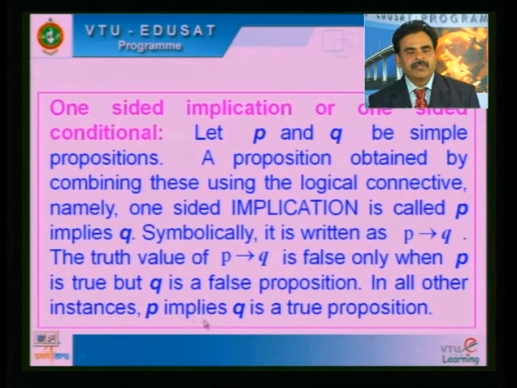In all other instances, P implies Q is a true proposition. Understood? So what is P implies Q? How to remember P implies Q? I can say if P then Q, P implies Q, Q follows from P, etc. Now, this will assume the truth value F only when P is true, but unfortunately Q is false. In all other instances, the implication is always a true proposition.